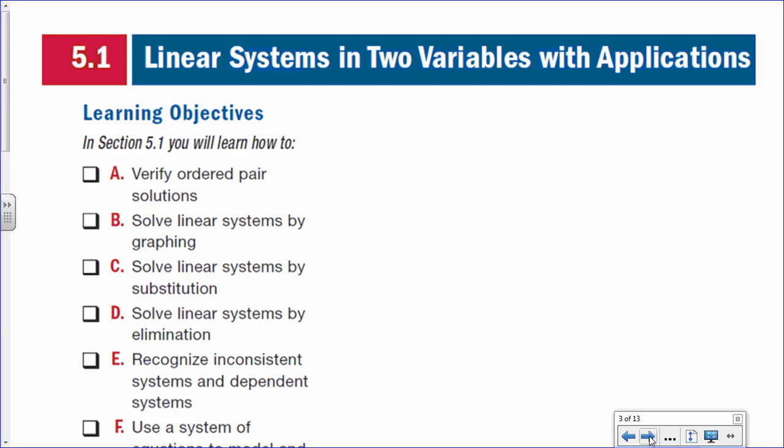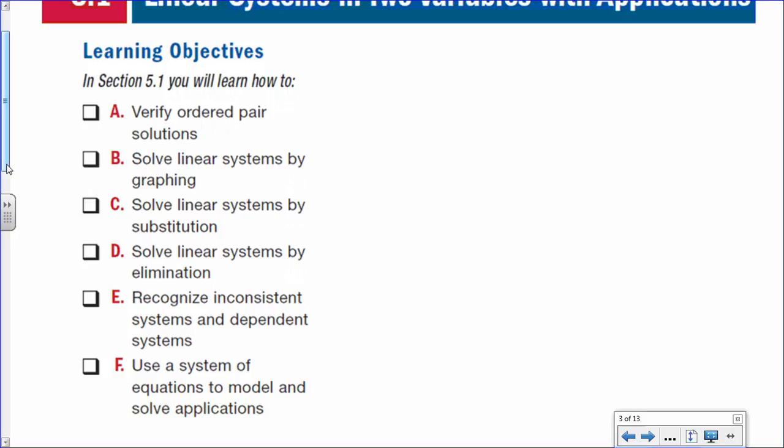Okay, so if we look at what's on 5.1, verifying ordered pair solutions. So this is just plugging in x and y, making sure it's true for both. Okay, so that's nothing difficult. We don't need to go over that. You just plug in x and y. We'll do that anyway when we check our answers. So we'll start with graphing, and then we'll do substitution elimination today.